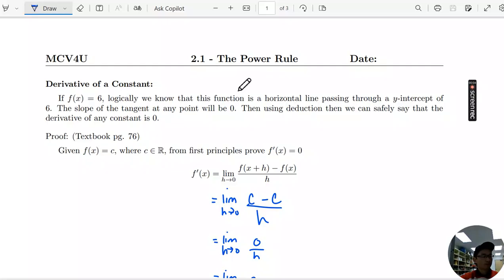Good morning. So you are watching the video for 2.1, the power rule, the derivative power rule.